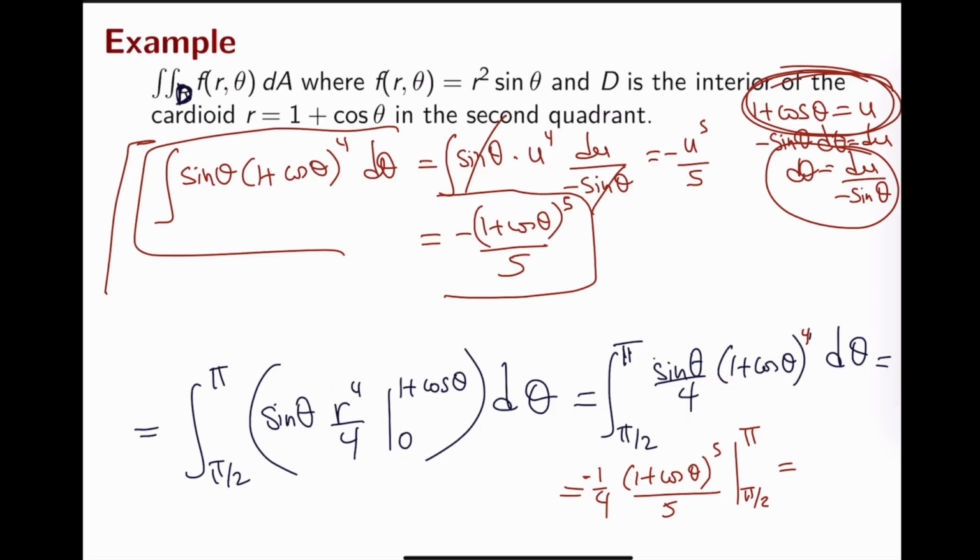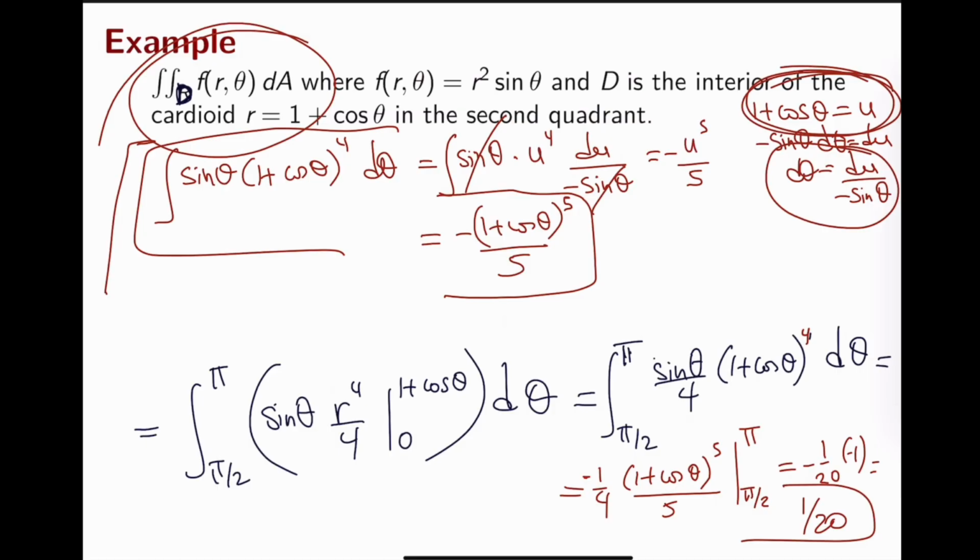And now we evaluate, and this is then minus 1 divided by 20, and so evaluating at pi, we have 1 plus minus 1, so this will be 0, and then evaluated at pi half will be 1 plus 0, just 1. And so the result is then 1 over 20. So that will be the result of the area that we set up to calculate.